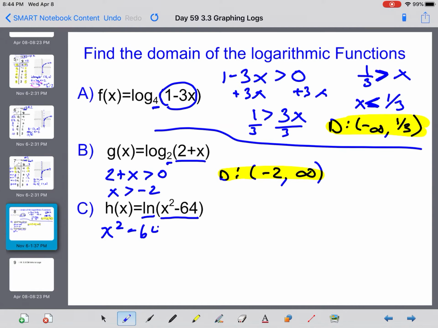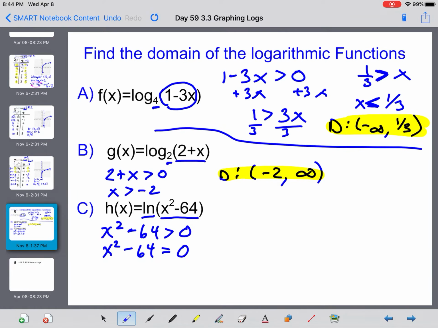So I'm going to take the argument, so x squared minus 64, and I do want that to be greater than 0. Now, solving a quadratic inequality, I can't just add 64 to both sides and factor and do all that. What I'm going to do is find what's called critical values. And I do that by setting this equal to 0 and then solving the equivalent equation.